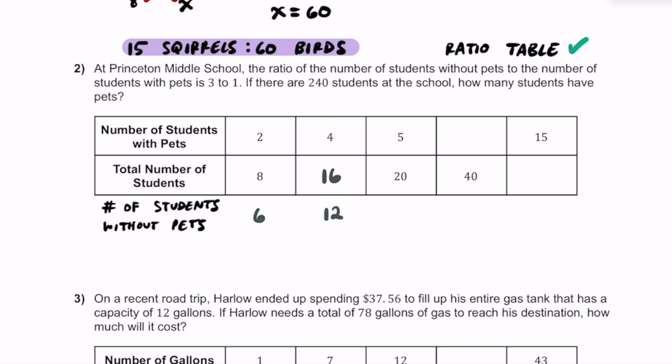Now, if you wanted to, we can say here that if there are 20 total students, 5 had pets. That means 15 would not have pets. You can see this 15 to 5 ratio matches 3 to 1 as well.